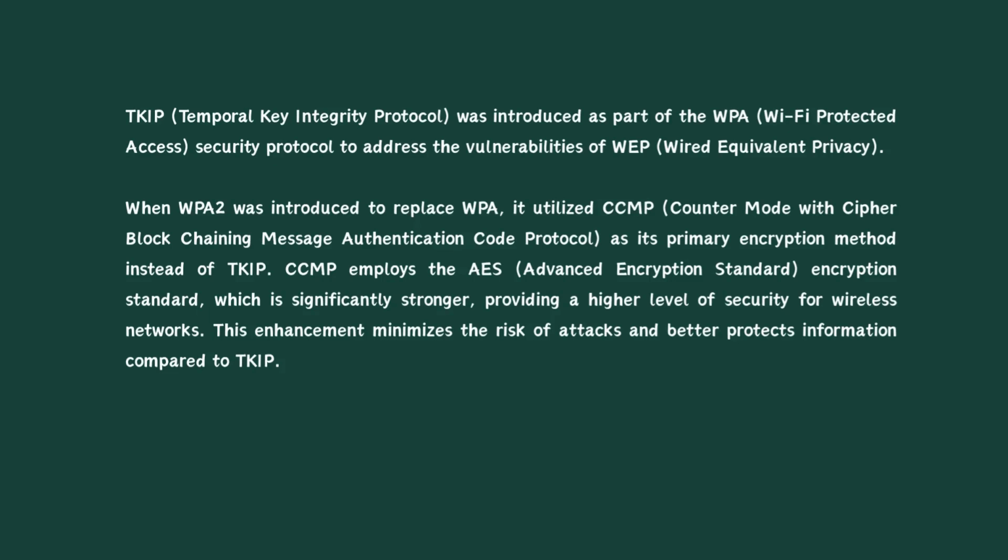TKIP, Temporal Key Integrity Protocol, was introduced as part of the WPA, Wi-Fi Protected Access, security protocol, to address the vulnerabilities of WEP, Wired Equivalent Privacy. When WPA2 was introduced to replace WPA, it utilized CCMP, counter mode with cipher block chaining message authentication code protocol, as its primary encryption method, instead of TKIP.